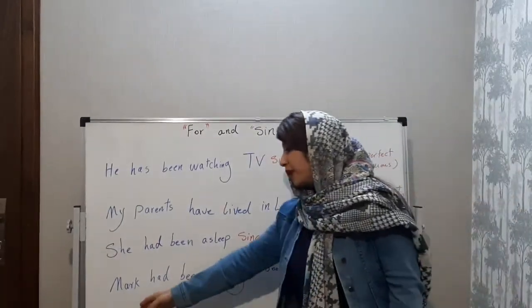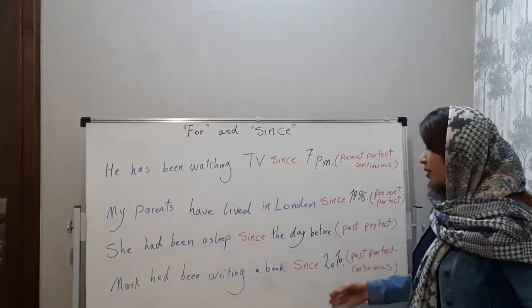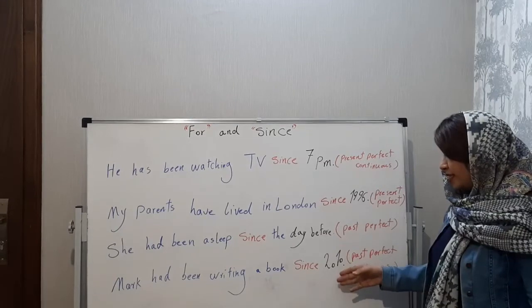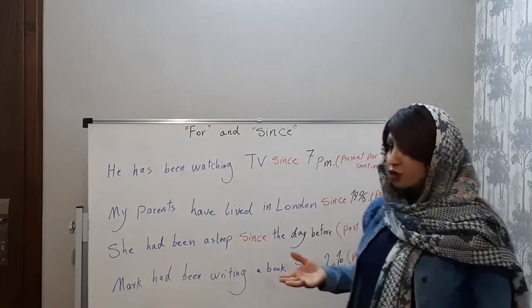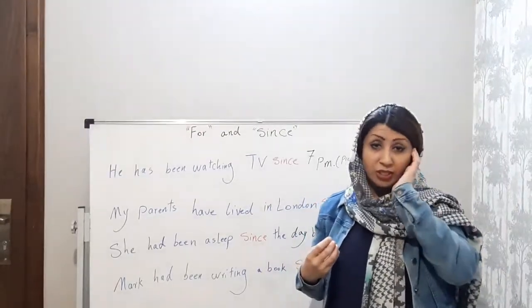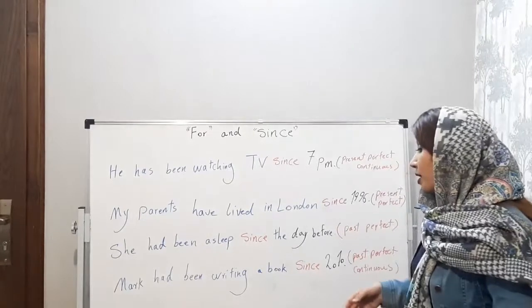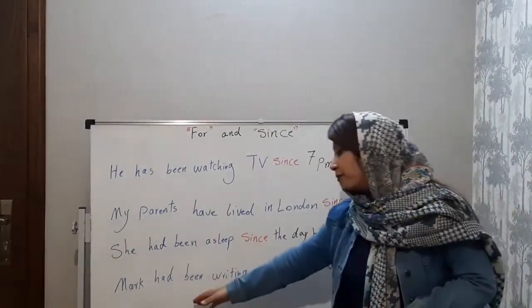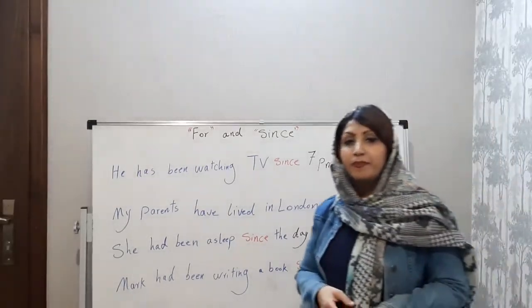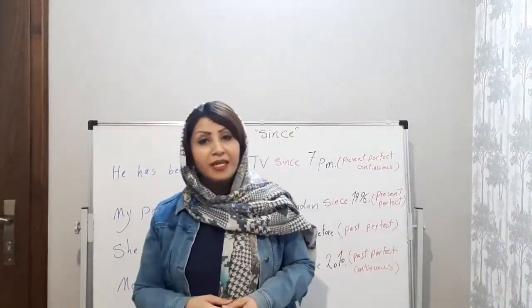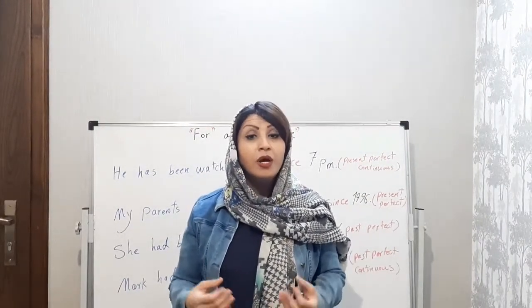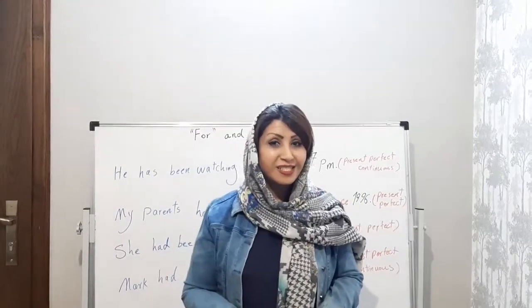The next: Mark had been writing a book since 2010. Again 2010 shows the starting point, a point in time. And what is the verb here? Had been writing, and it is past perfect continuous. Now, let's go through the next word that I want to explain more about since.